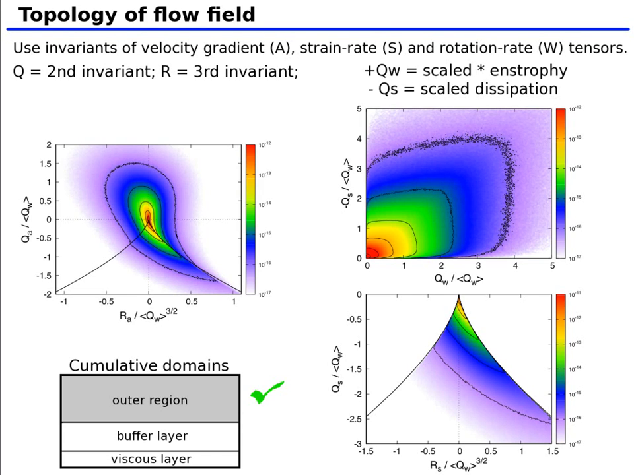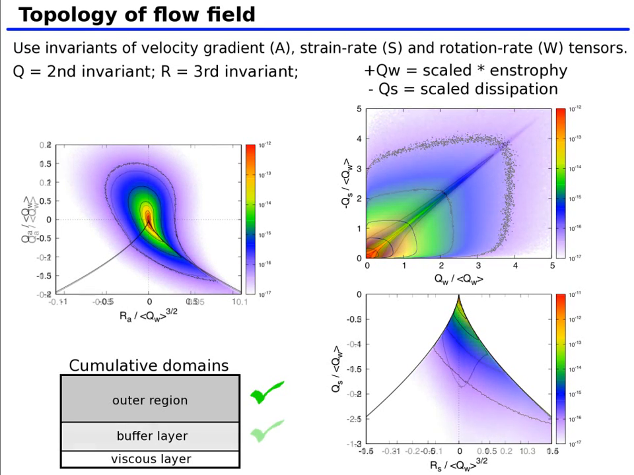The bottom right figure shows the joint PDF of QS and RS, the invariants of the strain rate tensor, in the outer layer. The dominance of unstable node saddle-saddle topology, shown in the figure, is also typical for all turbulent flows. The correlation between the entropy and dissipation, which is shown in the top right-hand joint PDF, is similar to that found in homogeneous isotropic turbulence.